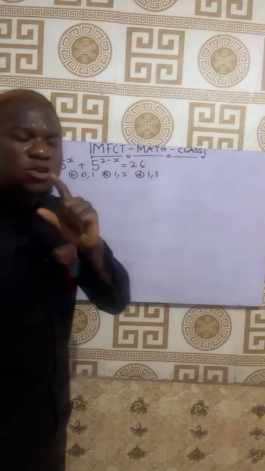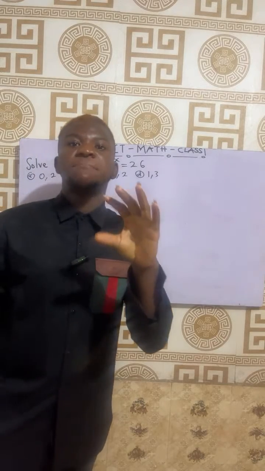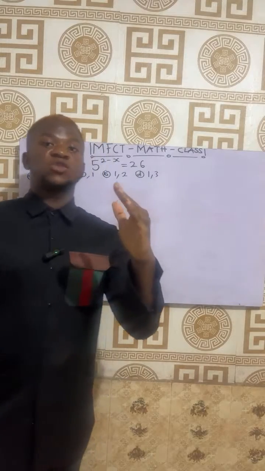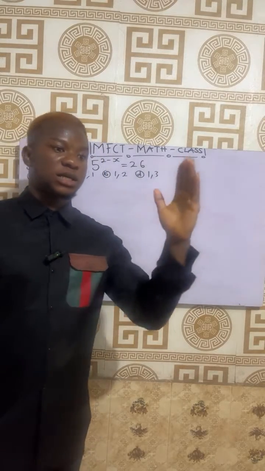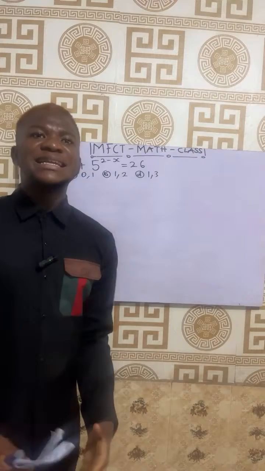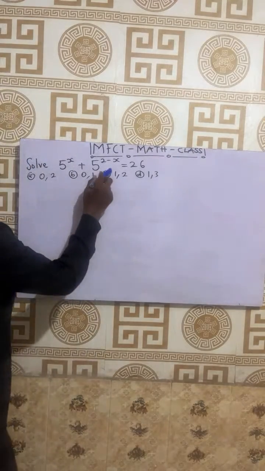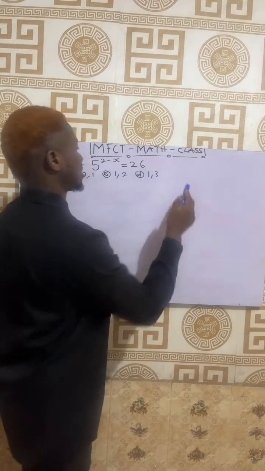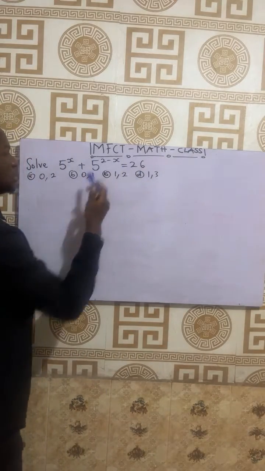The first thing you have to understand is what we mean by the equality sign. Whenever we are saying that something equals something, this simply means that everything on the left-hand side must be the same as everything on the right-hand side. That is what the equality sign means.